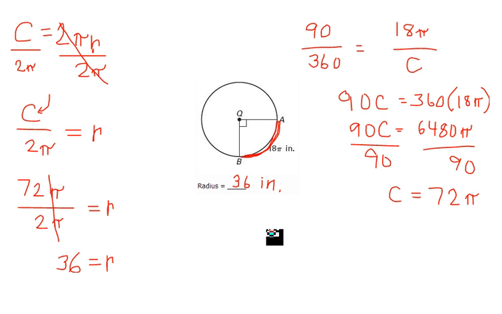Okay, so that's how you would do that kind of problem. Just takes another step, a little bit more complex, but as long as you got the previous one, you should be able to handle that one.